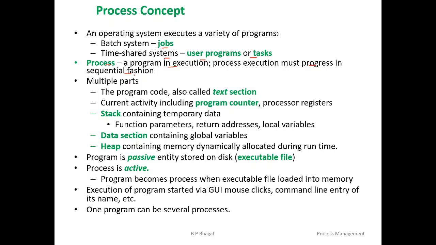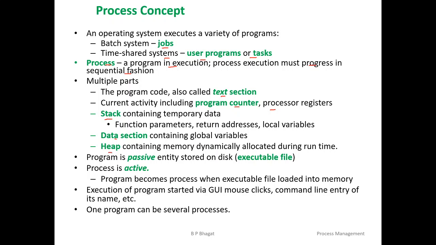Basically, a process consists of multiple parts. The first part is the program code, also called the text section, which includes the program counter and processor registers. Another section is the stack section, which contains temporary data, that is the function parameters, return addresses and local variables. The third section is the data section containing the global variables. The last section is the heap section containing memory dynamically allocated during runtime.